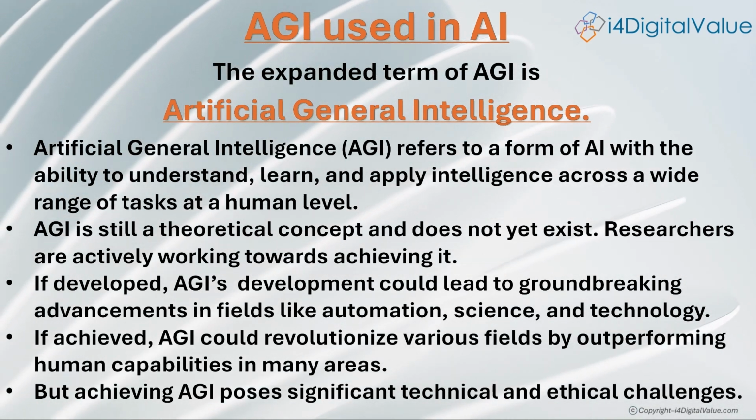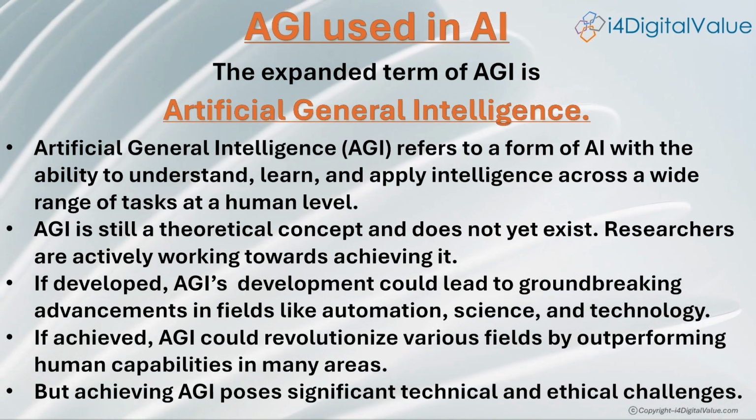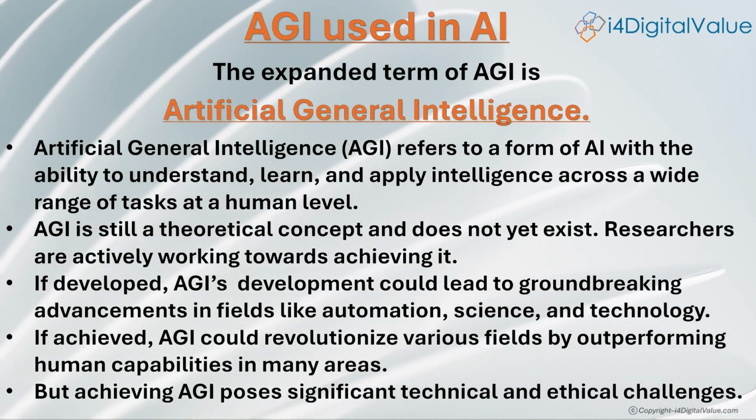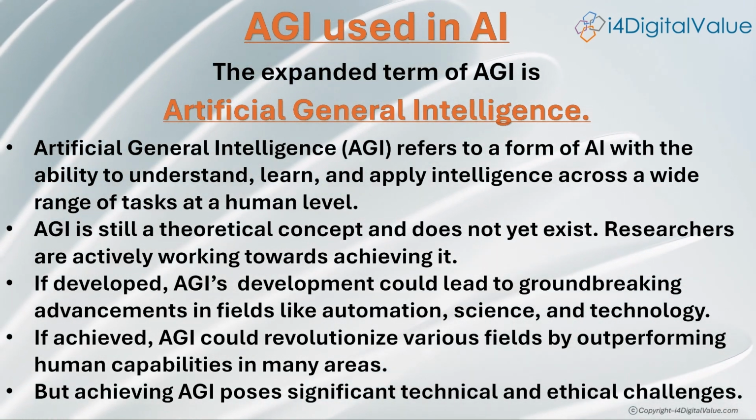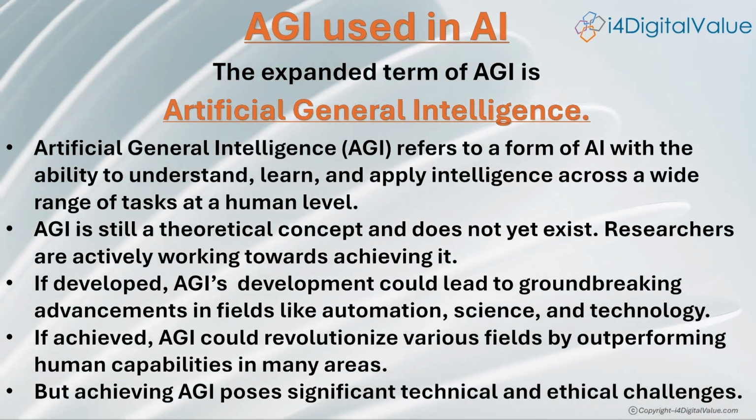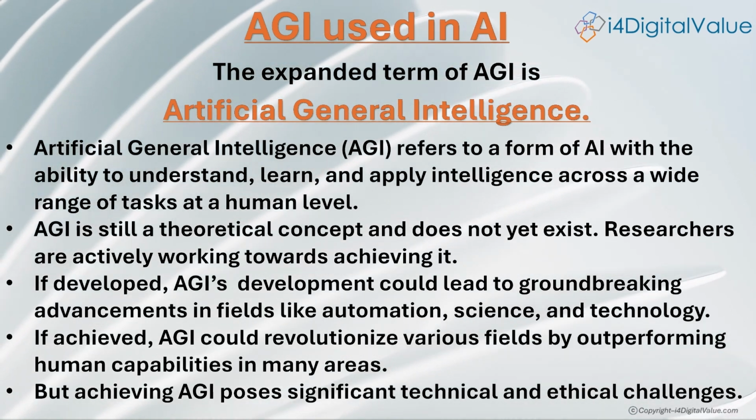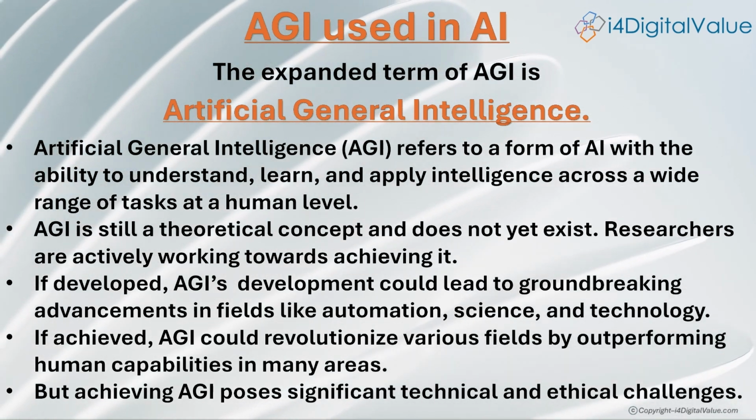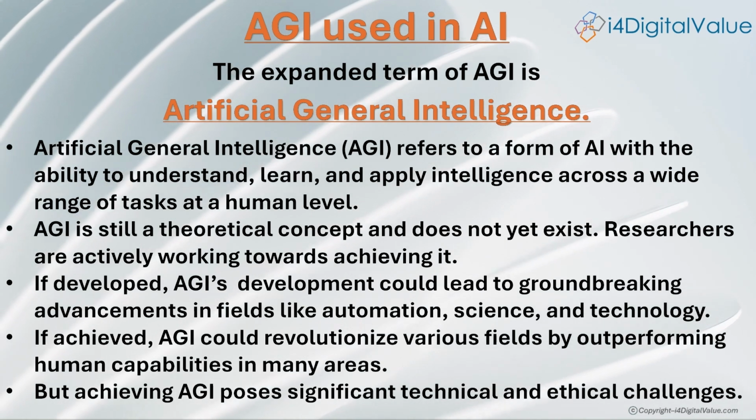If developed, AGI could lead to groundbreaking advancements in fields like automation, science, and technology. If achieved, AGI could revolutionize various fields by outperforming human capabilities in many areas. But achieving AGI poses significant technical and ethical challenges.